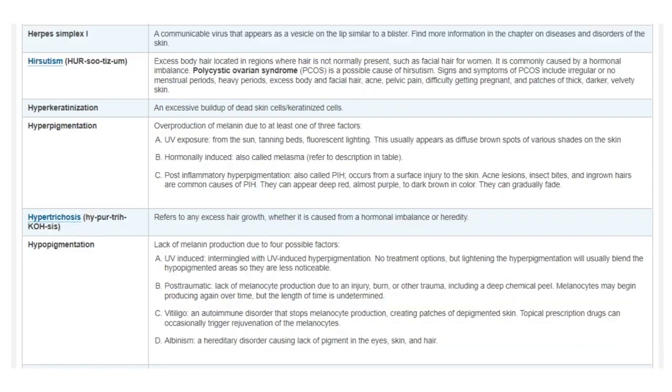Herpes simplex I: a communicable virus that appears as a vesicle on the lip, similar to a blister. Find more information in the chapter on diseases and disorders of the skin.